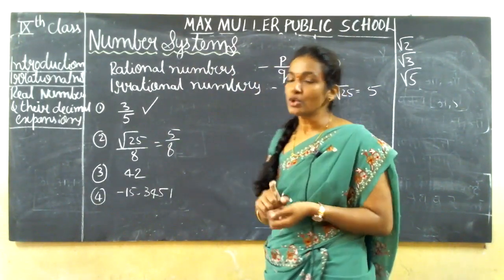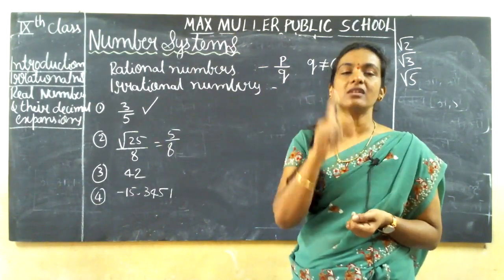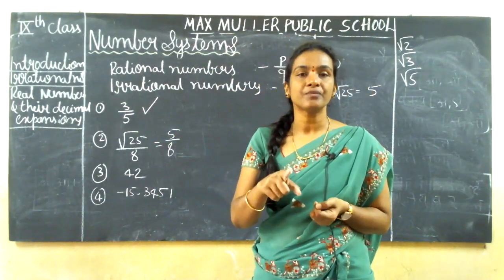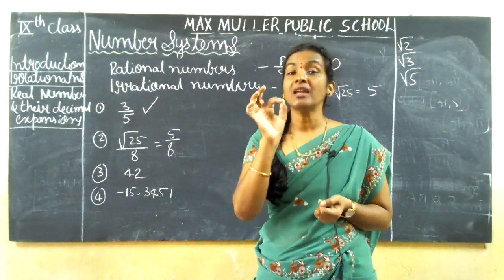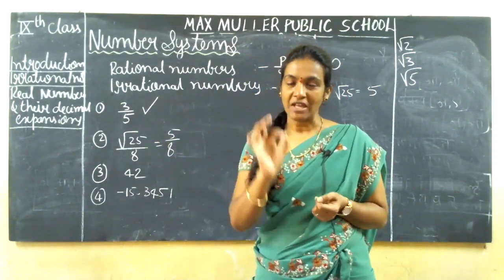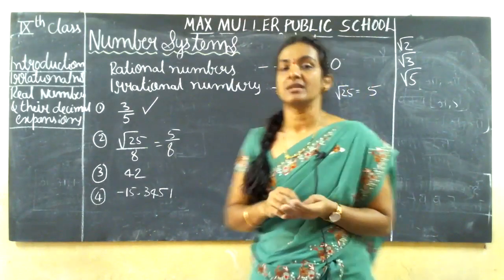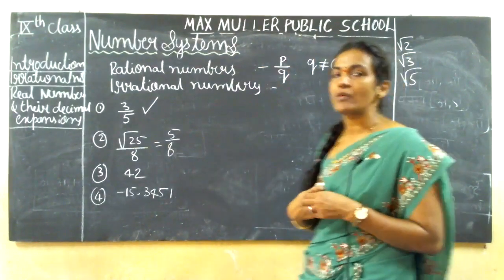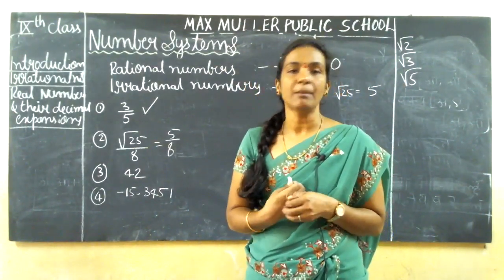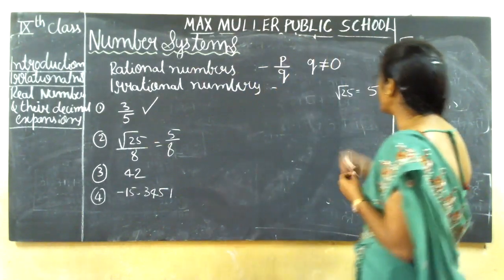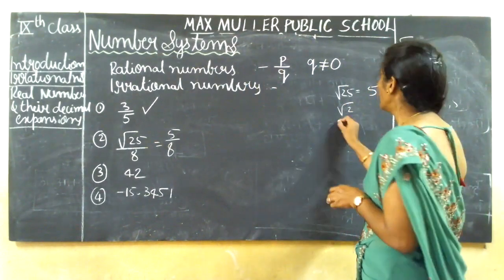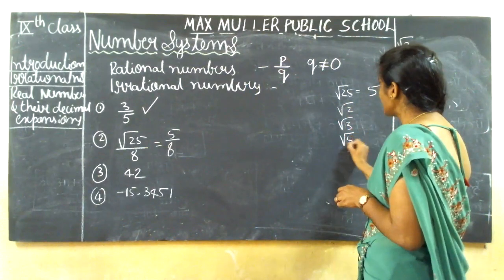Have you understood, guys? One trick to keep in mind for numbers under the root, whether rational or irrational: whenever you get prime numbers under the root, those are irrational numbers. A prime number is a number divisible only by 1 and itself. For example, root 2 is irrational because 2 is a prime number. Root 3 is an irrational number. Root 5 is an irrational number.